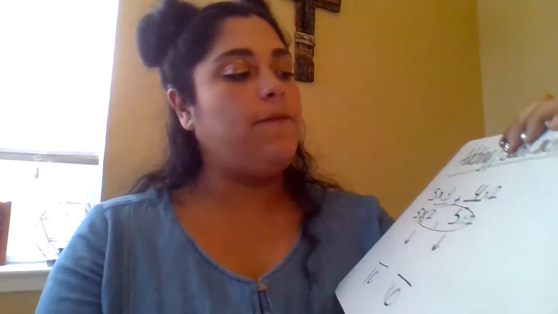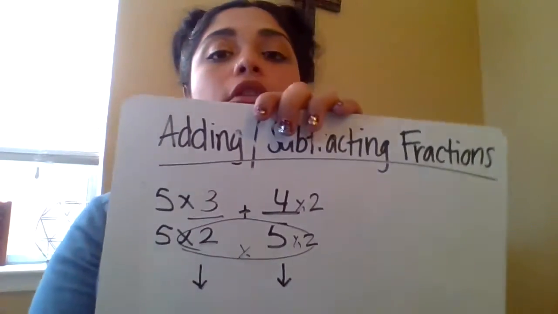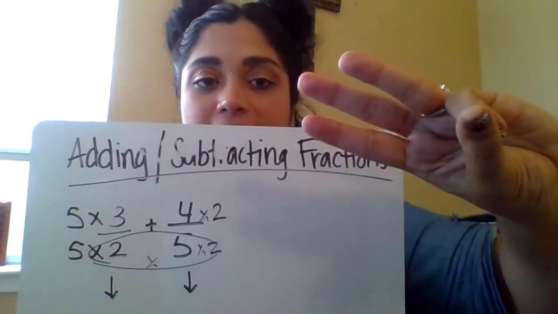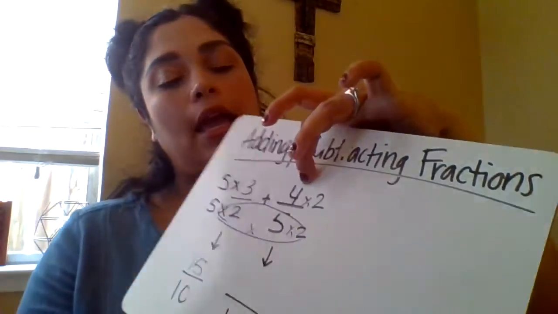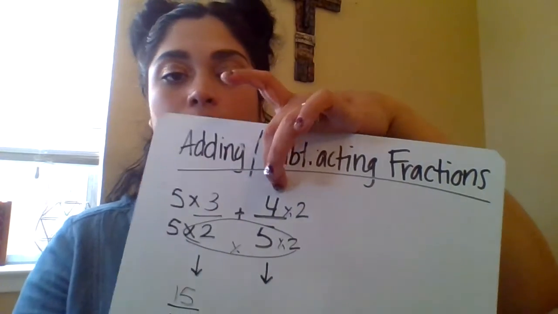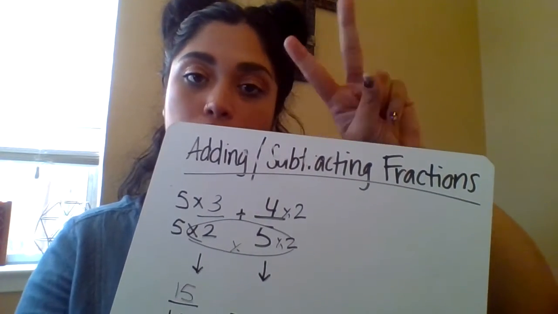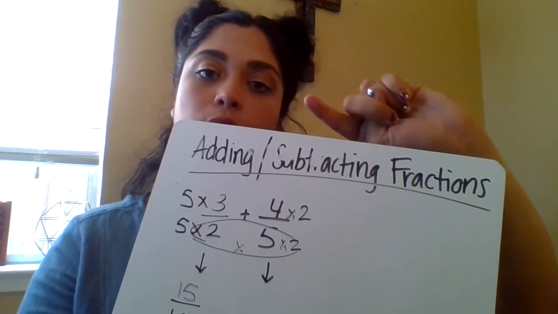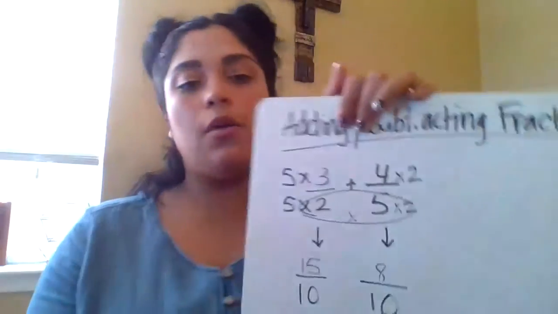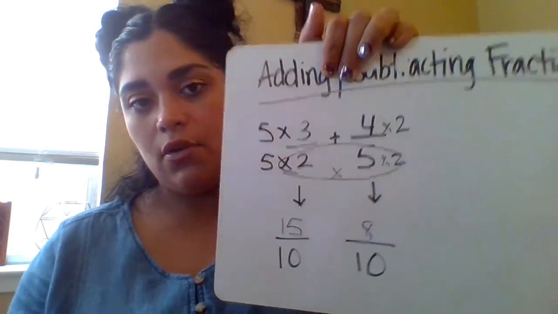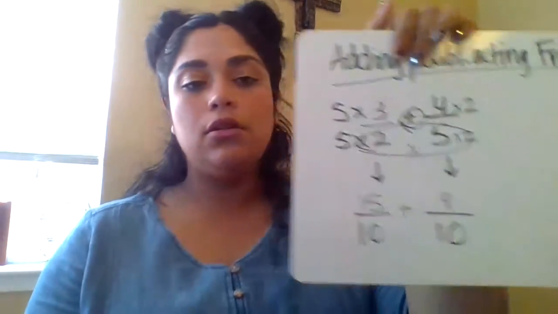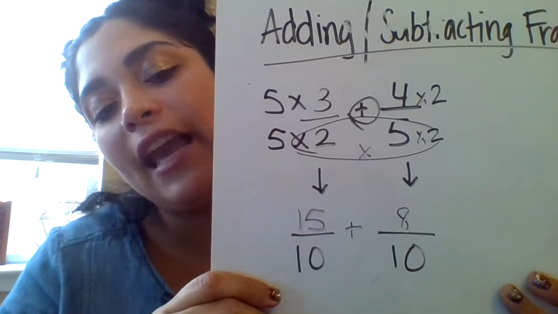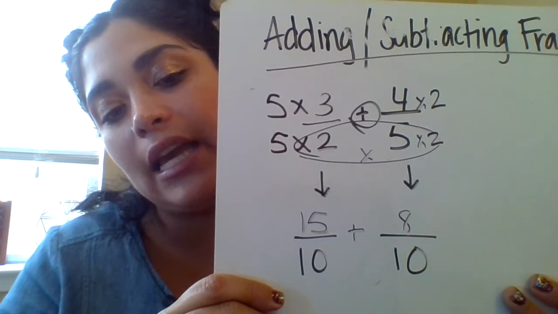So now we look here. What's 5 times 3? If you don't know your 5s, it's 5, 10, 15. So I know 15 goes here. And 4 times 2, which is 4, repeated addition. How many times? 2 times. So 4 plus 4 is 8. And are we adding or subtracting this equation? We are, in fact, adding. So now we have 15 tenths and 8 tenths, and we're adding 15 tenths and 8 tenths.